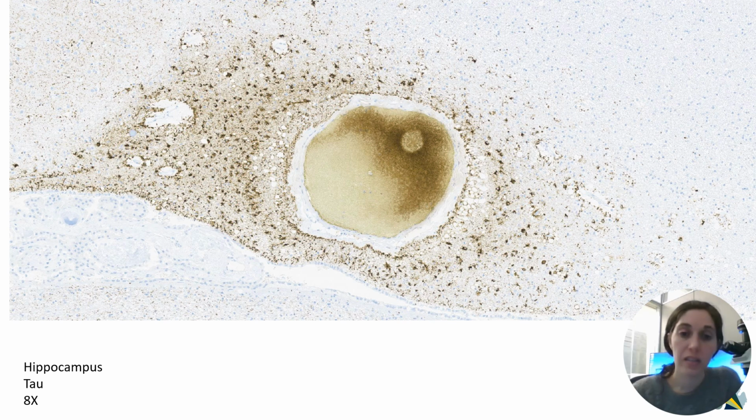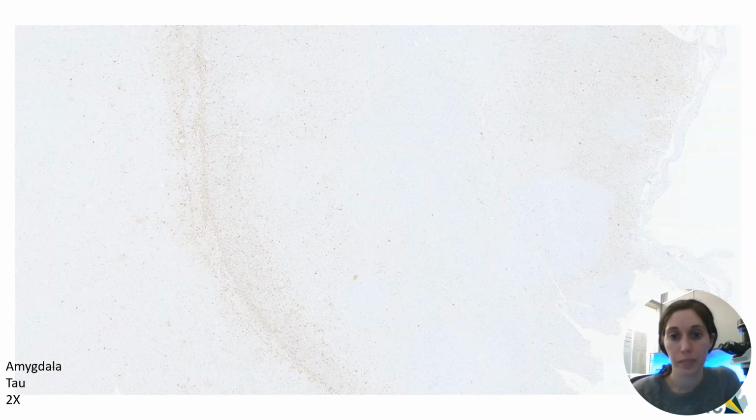And here is another image of RTAG. Here we have in the middle of the screen a vessel, and then now we have these clusters of thorny astrocytes that are right around this vessel. So this is the paravascular pattern.